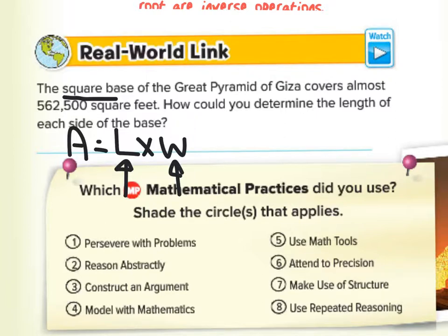So we would just simply have to find what number multiplied by itself gives this number. So we would have to find the square root of 562,500. By finding the square root of this number, we're finding the number that multiplied by itself gives us this area. And that's how we would find the dimensions of the base, the square base of the Great Pyramid.